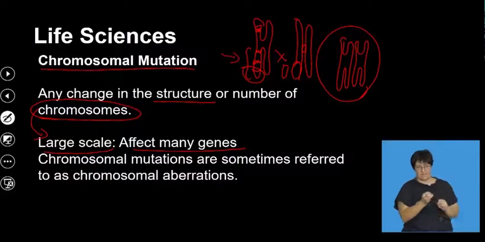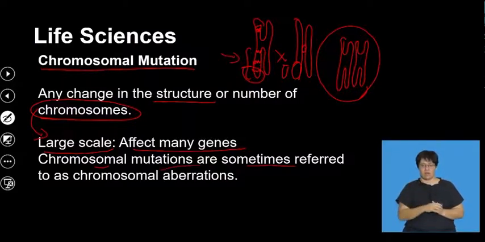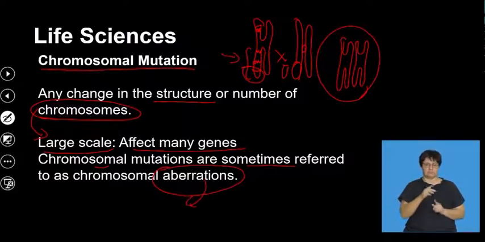And so we say that the effect is significantly larger because chromosomes contain many genes. Chromosomal mutations are sometimes referred to as chromosomal aberrations. And the word aberrations essentially points to the word mistakes or changes.